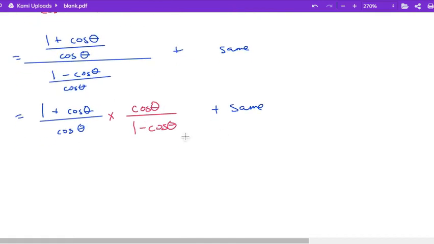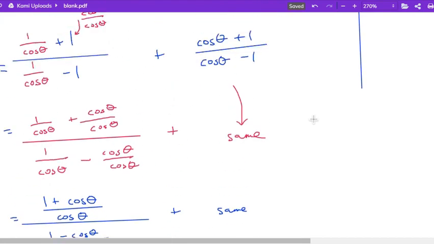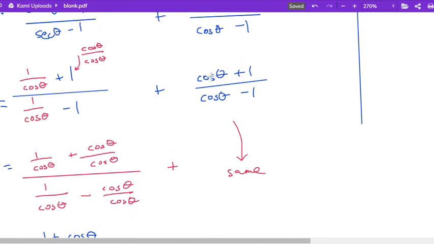And now what can I do? Cancel out the coses, right? So now I've got 1 plus cos theta over 1 minus cos theta. And finally, I will write down what I had here: cos plus 1, cos minus 1.